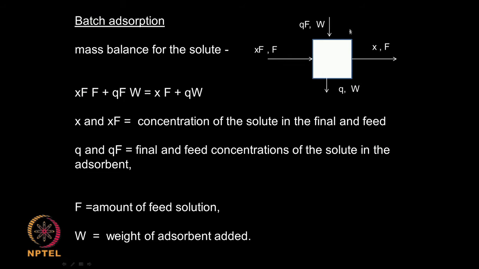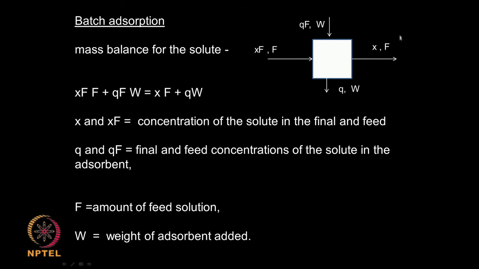So, we have 2 streams coming in and 2 streams going out. We have a feed solution F with the solute concentration Xf, and we have W amount of adsorbent added with concentration of solute as Qf, and then the solids go out, W again. Now, it has picked up some adsorbate, so it will be Q, and your solution has lost some adsorbate, so it will be X, which will be less than Xf, and the F is the flow.